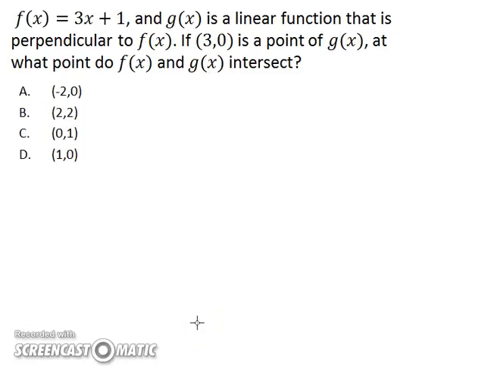This is an example question from the new SAT that begins in March of 2016. I'm going to show you how to answer it. f of x equals 3x plus 1, and g of x is a linear function that is perpendicular to f of x. If the point (3, 0) is a point on g of x, at what point do f of x and g of x intersect?